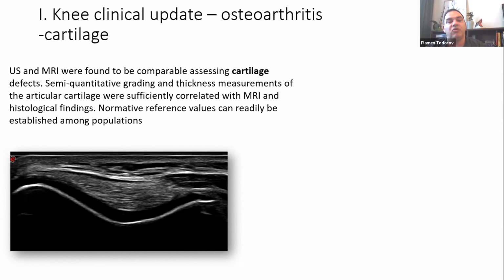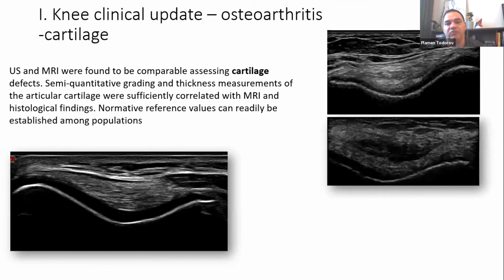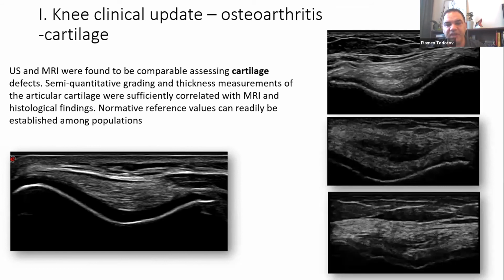And moreover, normative reference values can readily be established among the population because this could be quite standardized to measure. In osteoarthritis, there is a progressive thinning of the cartilage layer that becomes more hyperechoic, more heterogeneous, thickened, and also the subchondral bone becomes uneven and without a sharp contour, like here. So this is about the cartilage.